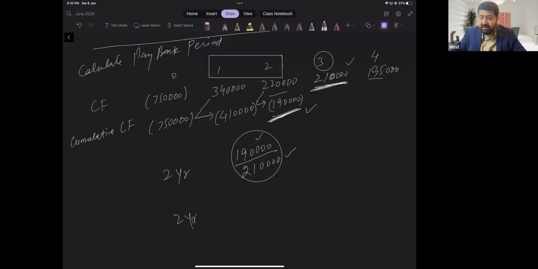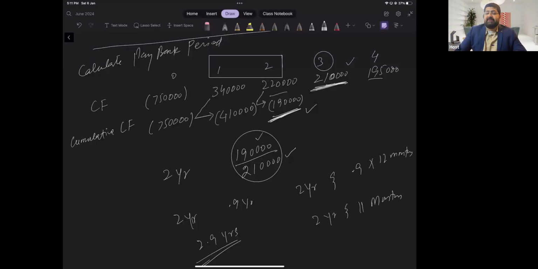Funds needed divided by cash flow in the next year. What is the answer? 190 divided by 210. Tell me. 0.9. So 2.9 here. Or we can say 2 years and 0.9 into 12 months. It is around 11 months. 2 years and 11 months. You see here, it is not difficult at all. Any point you want me to re-explain, do ask, please. Should I proceed further?